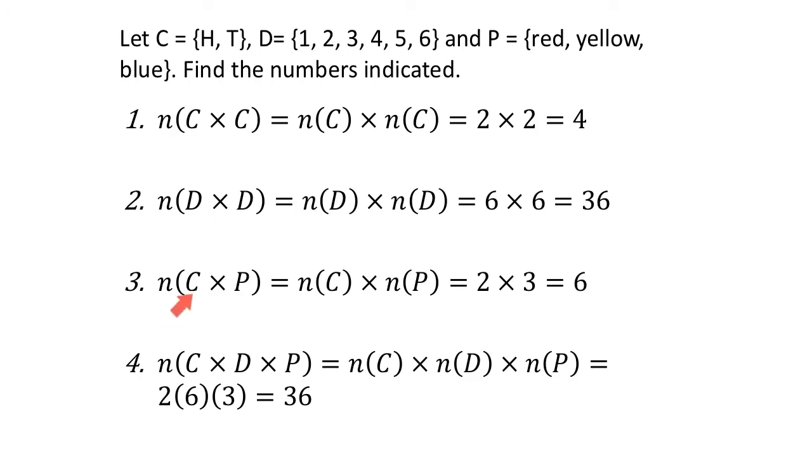If I wanted to flip a coin and then choose a color, then the number in C is 2. The number of primary colors is 3. We have 6 different options. The number in coin cross dice cross primary color, we just find the number in each one and multiply. 2 coin flips, 6 die rolls, 3 colors. So that's flipping a coin, rolling a die, and then spinning a spinner to choose a color. 36 total outcomes that we could have there as well. Cardinality, counting. We use the n for number of. Pretty short lecture, but thanks for listening.